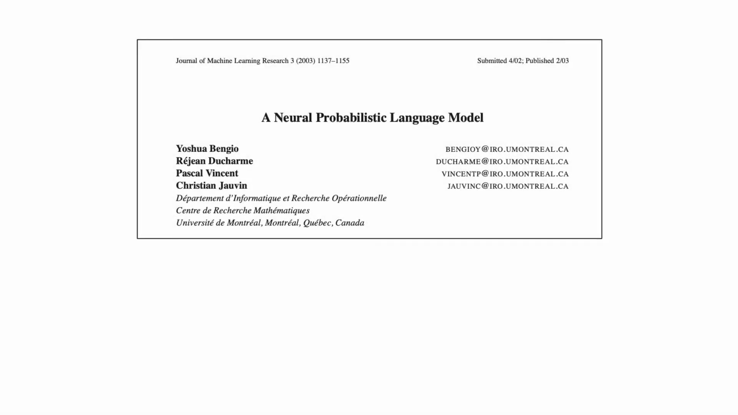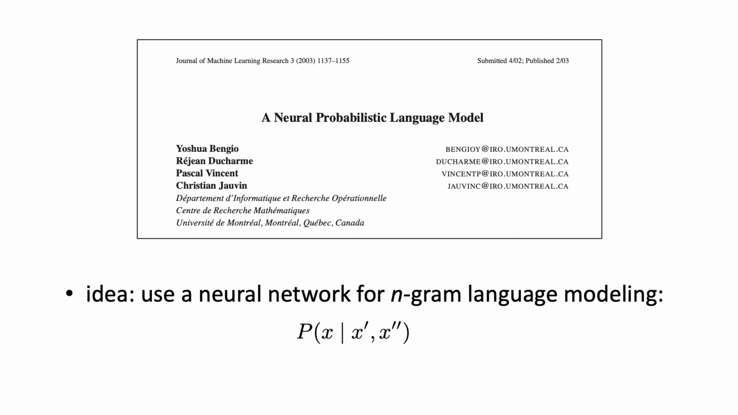One of the earliest uses of neural networks in NLP was for n-gram language models. This paper by Bengio et al. from 2003 is not the first to do this, but it's the most well-known and the first to scale up to reasonably large datasets. In this video, we'll introduce neural networks by describing this model. The basic idea is to use a neural network to model an n-gram probability distribution.